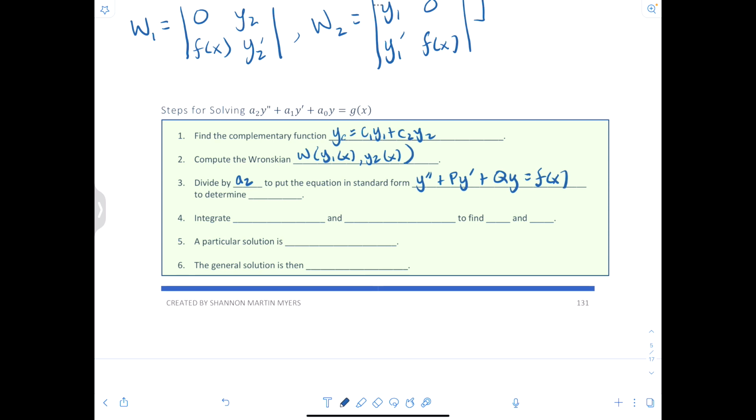And we do that because we want to determine what f of x is. We then integrate u1 prime, which remember was W1 over W, and u2 prime, which is W2 over W, to find u1 and u2. And then a particular solution is u1 times y1 plus u2 times y2. And then your general solution is equal to your complementary solution plus your particular.